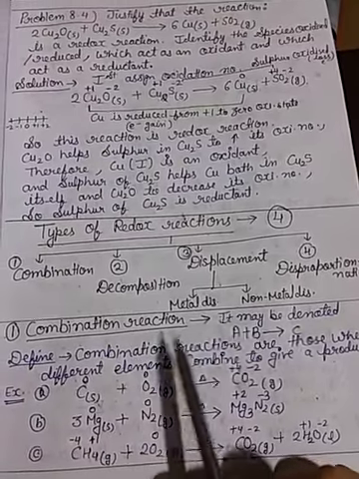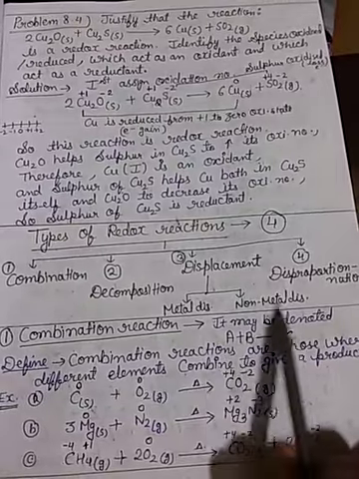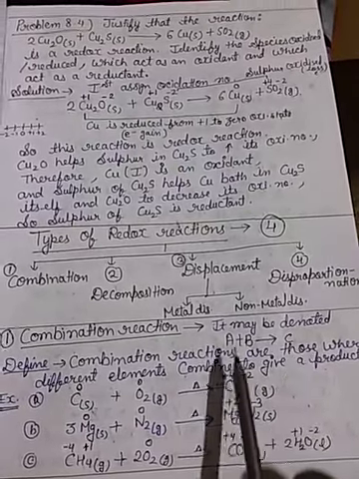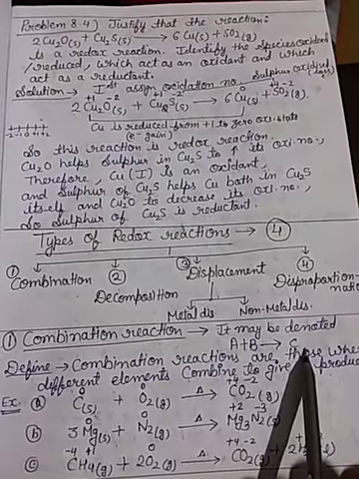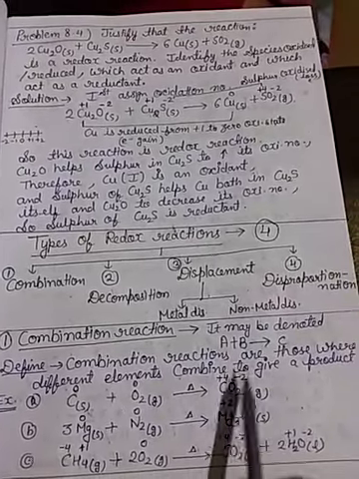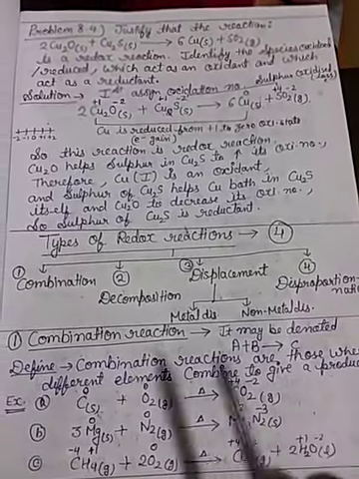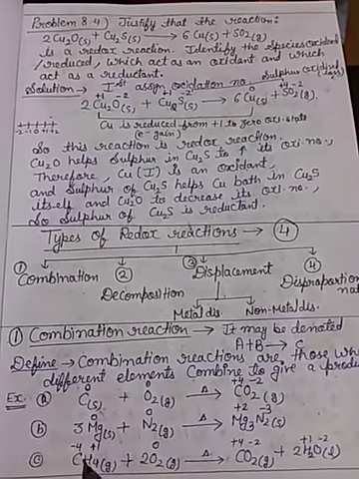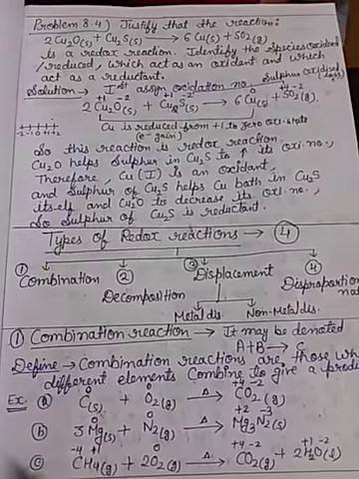In a combination reaction, different elements combine to give one product. It may be denoted like A plus B converts into C. So combination reactions are those where different elements combine to give a product. It is known as a combination reaction. In the textbook only 3 examples are given, so you learn your choice.